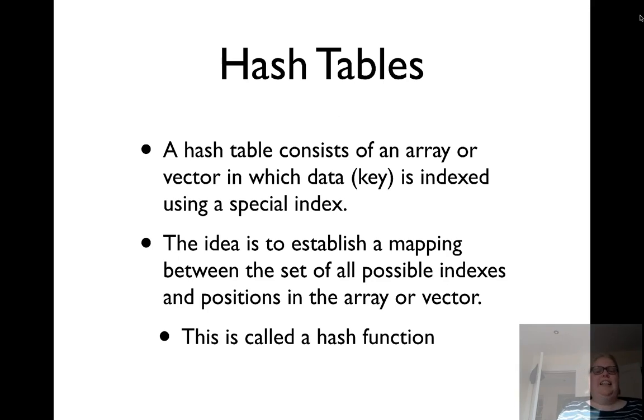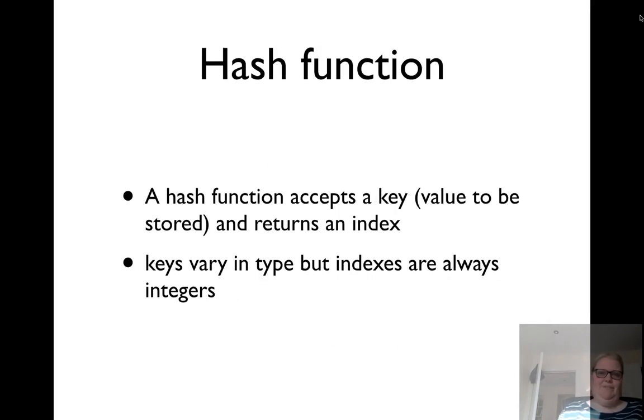The idea is to establish a mapping between the set of all possible indexes, so all the possible places we could put something within the array or the vector, and all the possible data or keys we could want to store. That mapping is called a hash function and is really the beating heart of hash tables. So a hash function accepts a key, or value to be stored, and returns an index.